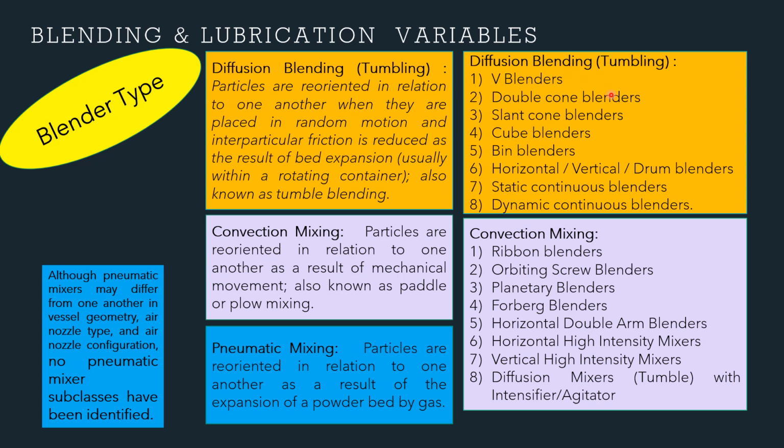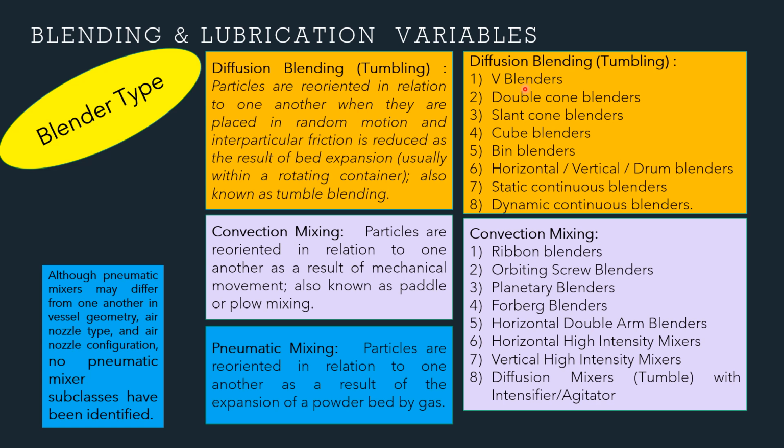So whenever we are scaling within the diffusion category, our chances of a good scale up will be more accurate. The first strategy will be like that. If you are using the V blender in the lab scale, use V blender in the pilot and pivotal scale also.